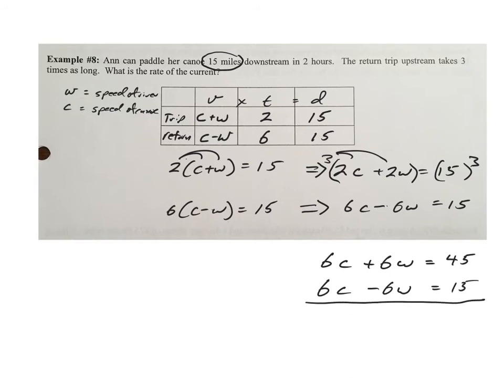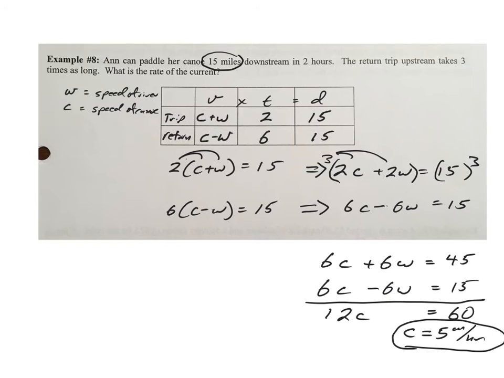If I add them, 12c equals 60. C equals 5 miles per hour. That's the speed of the canoe. Can we figure out what the speed of the water is? The rate of the current.